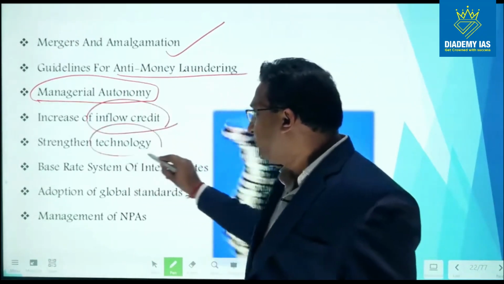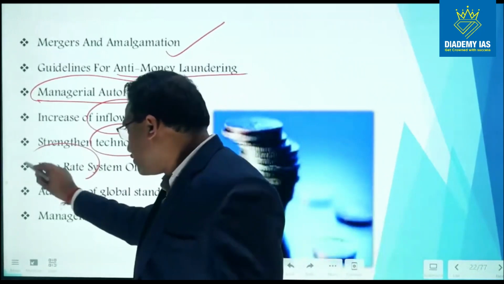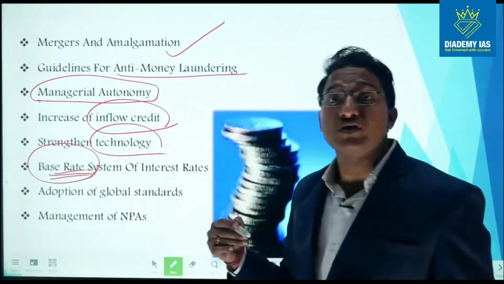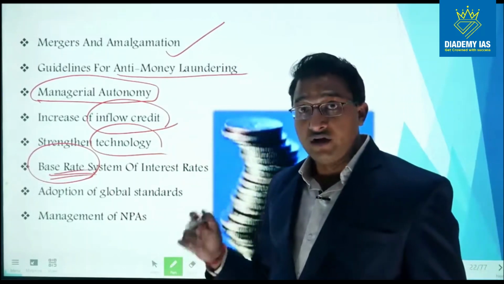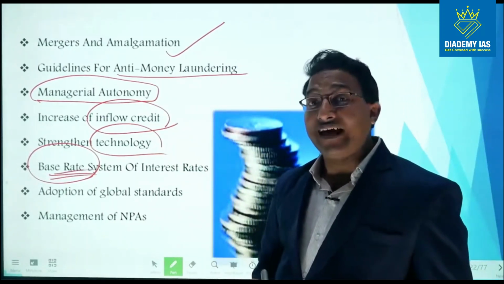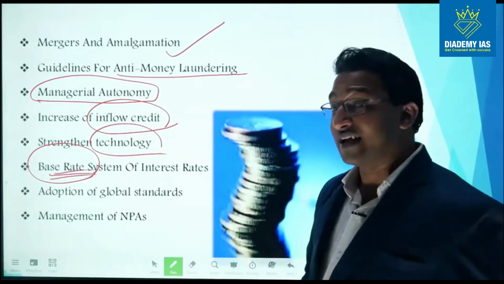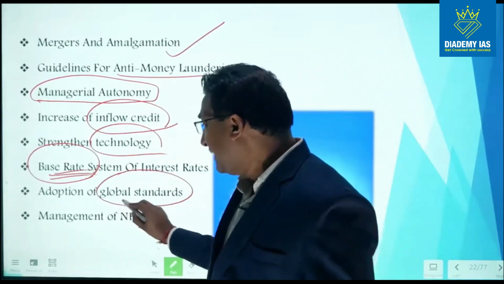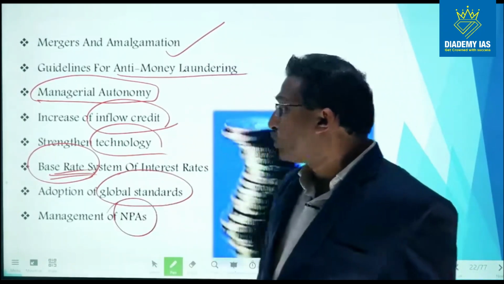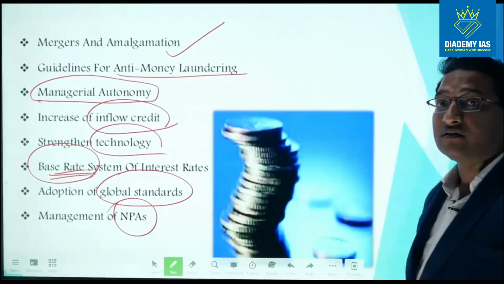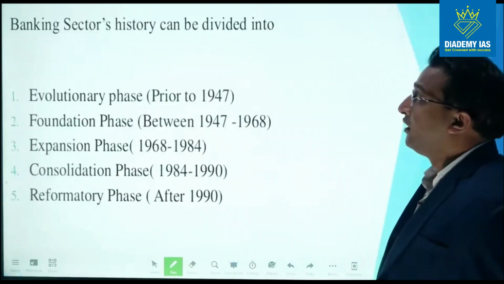Strengthen the technology, and the base rate system of the interest rate, right? Base rate means there will be some minimum rate at which the loan can be offered. So some minimum rate was kept so that there is fairness and justice across the customer segments. Adoption of global standards and management of NPAs, right? So all these things were there in the second Narasimhan Committee recommendations.